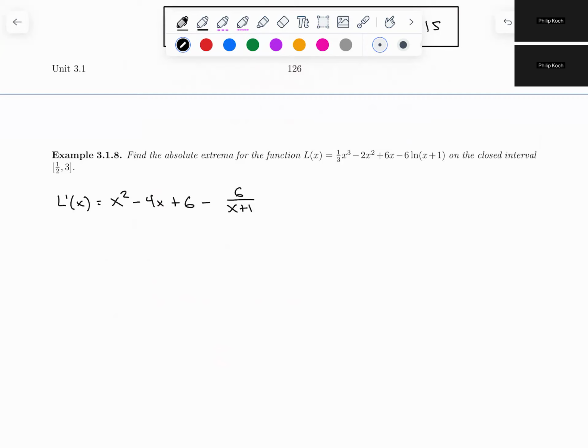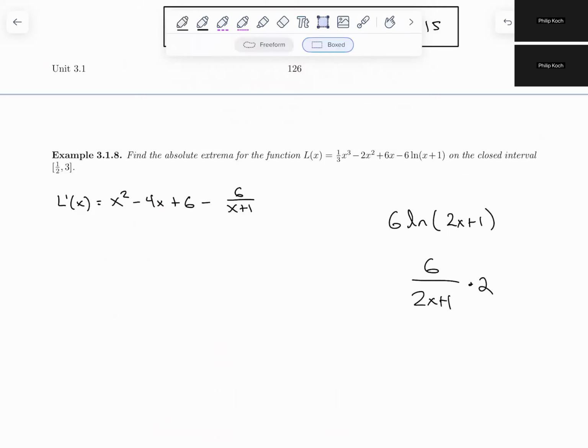Technically, that's a chain rule, that last piece. Because you should be multiplying by 1, but that doesn't do anything. Just as a reminder, if it was 6 ln of 2x plus 1, then the derivative of that would be 6 over 2x plus 1 times 2. Just so we're clear. It's just because the coefficient in front of the x was 1, it didn't do anything. And could you technically take 6 times 1 over x plus 1? Exactly right.